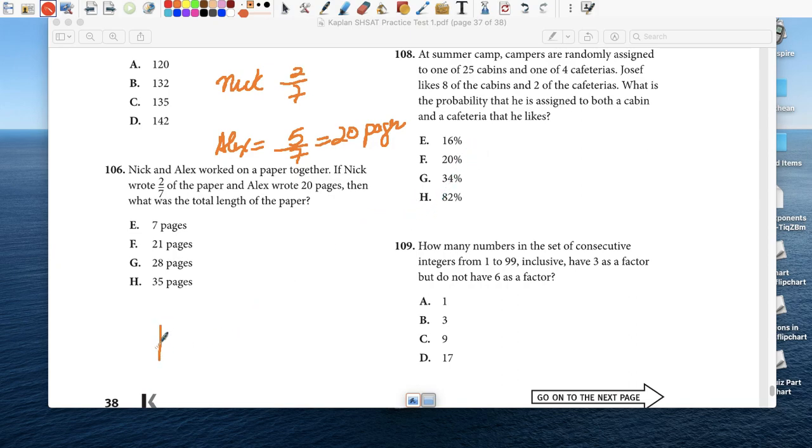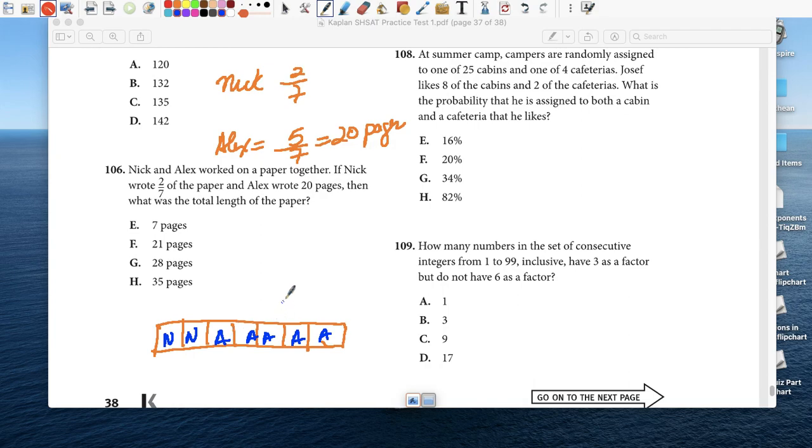So this one is nice because I actually can draw something. Here's a paper, and we're going to divide this into 7. 1, 2, 3, 4, 5, 6, 7. I'll write A for Alex on these boxes, and N for Nick on 2 sevenths. Now Alex did 5 sevenths, right? Because Nick did 2 sevenths. And that was 20 pages.